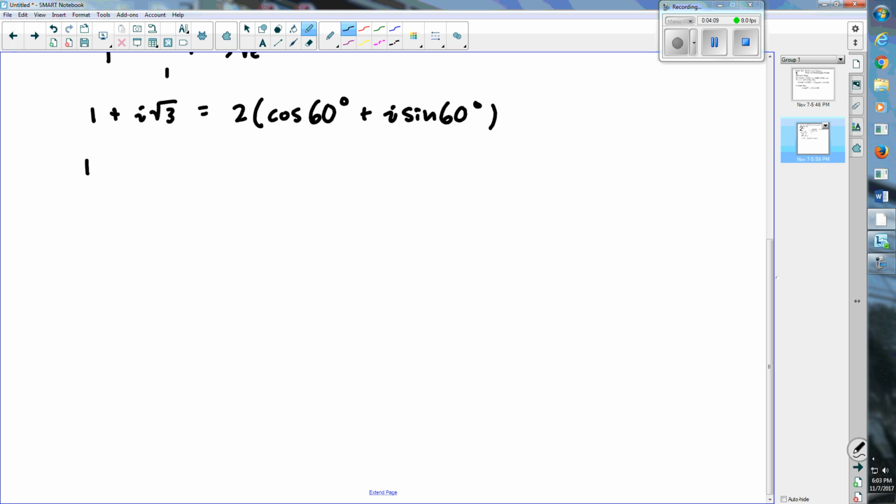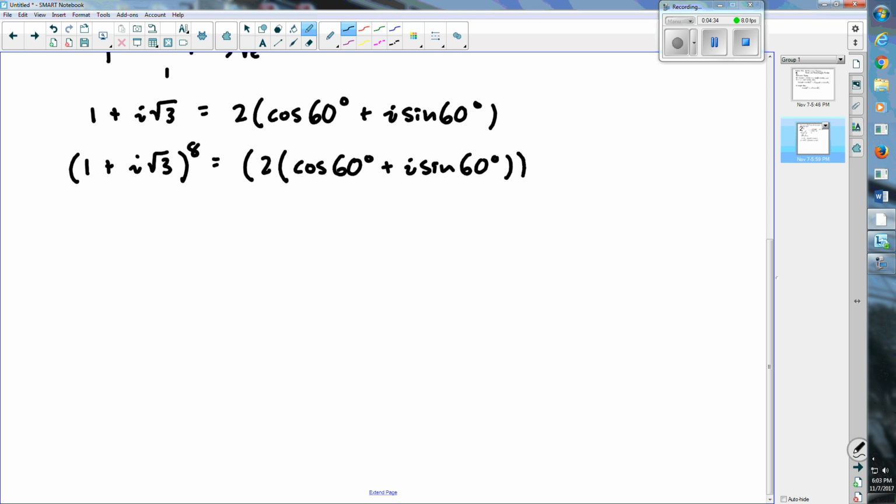So if I write 1 plus i root 3 to the 8th power, this we know as, I'm going to write the same thing I had on the line above. So I'm just going to put parentheses around it and raise both sides to the 8th power. So we have 2, and then cosine of 60 degrees plus i times sine of 60 degrees. And that is all raised to the 8th power.